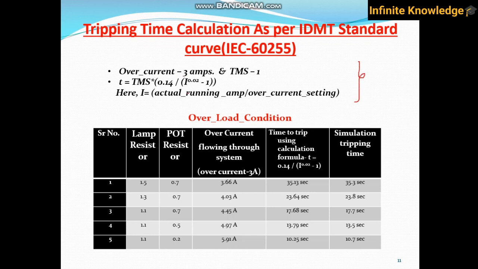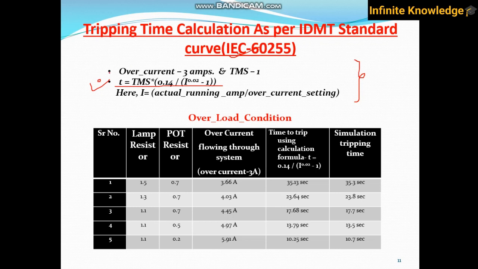Now let's go through some basic calculations that we need to know because this is the formula that we are using. It's the standard inverse curve formula for IDMT curves as per the IEC standard. IEC is the International Electrotechnical Commission, which generates different standards and procedures to operate and organize electrical systems. So for this specific system, I have added 3 ampere and TMS is 1. And this is the formula.